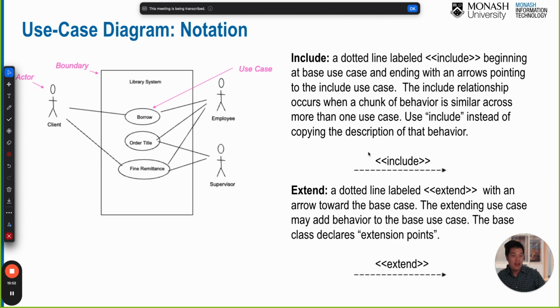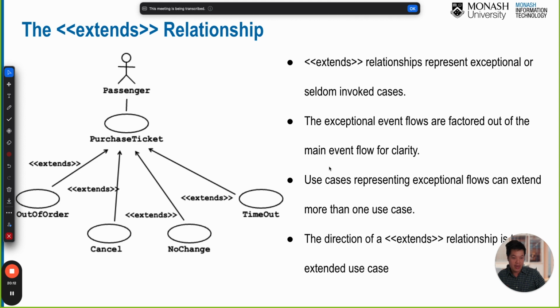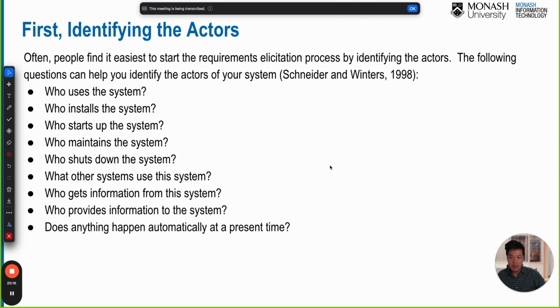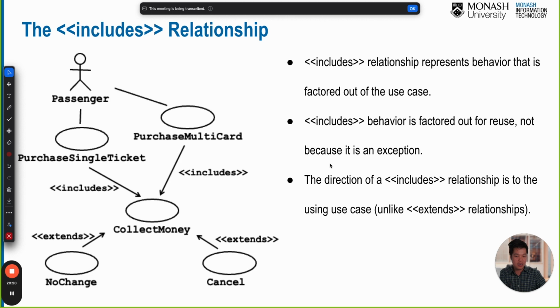But here, what we need to know is that we have two more notations, include and extend. The include relationship represents behavior that is factored out of the use case. And include is also, how can I say, I think I should have a better definition or not. Let me see.